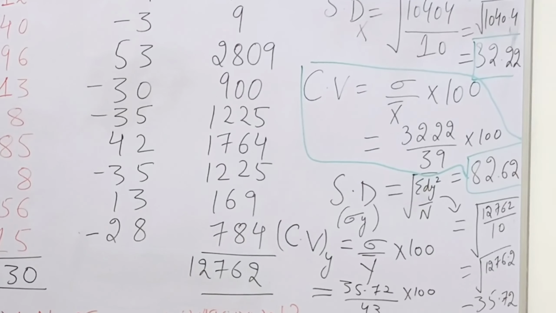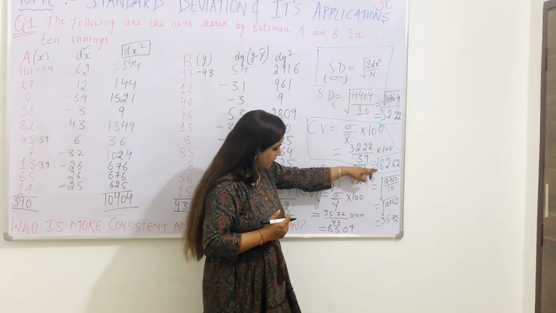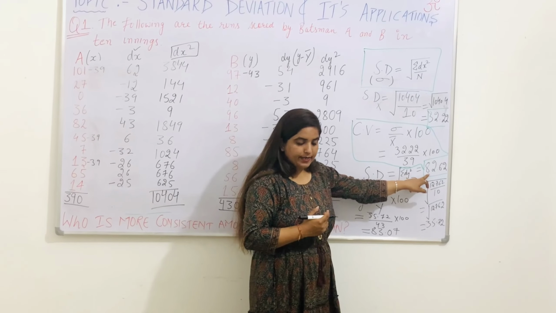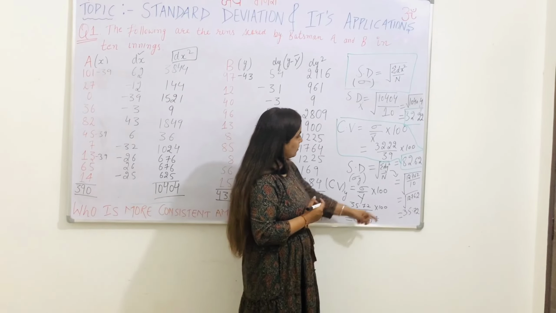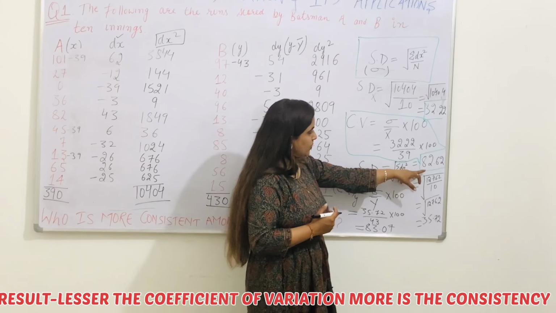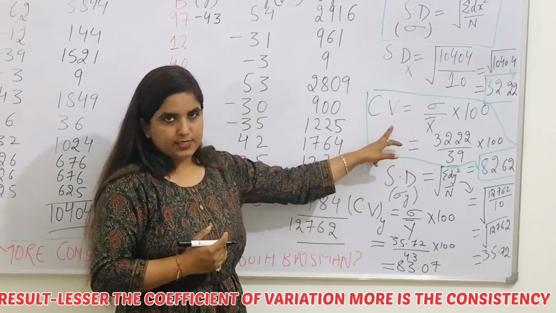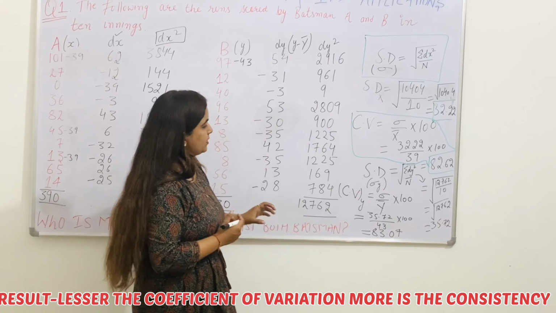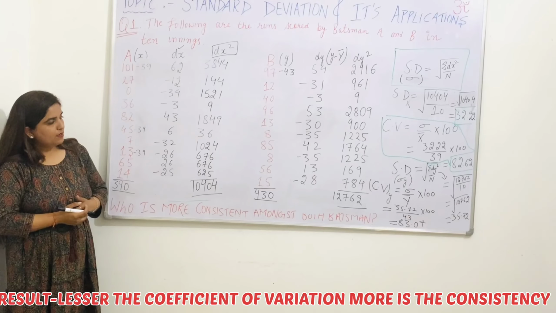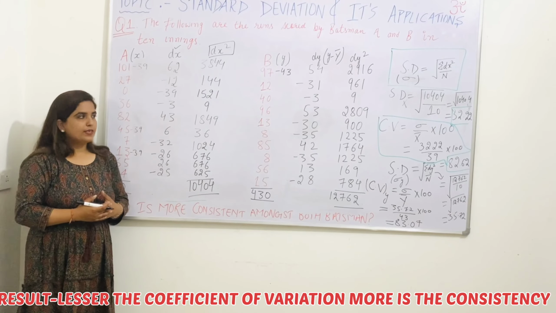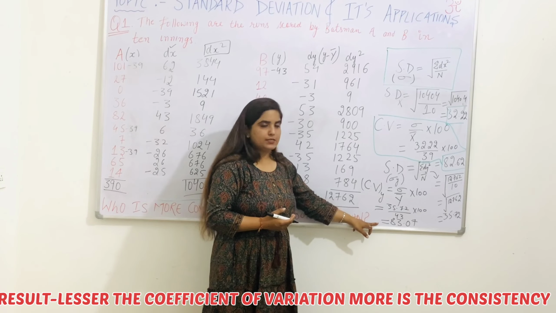So in the end, to conclude about the consistency, we will compare both the answers of CV. One is 82.62, another is 83.07. Whichever value is smaller, that batsman will be more consistent. So we conclude from all the solution we have done that batsman A is more consistent, because the coefficient of variation for batsman A is less than that of batsman B.